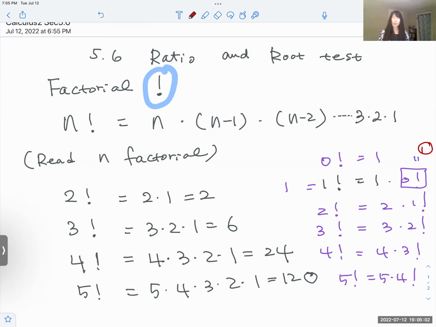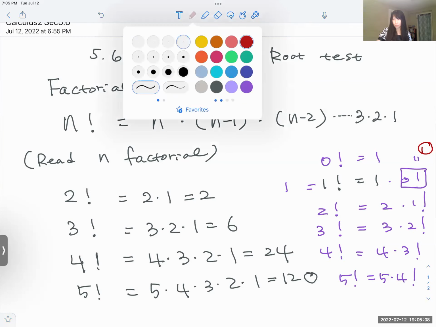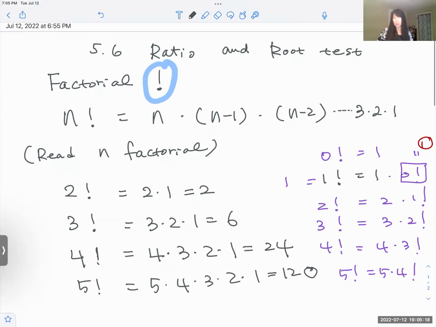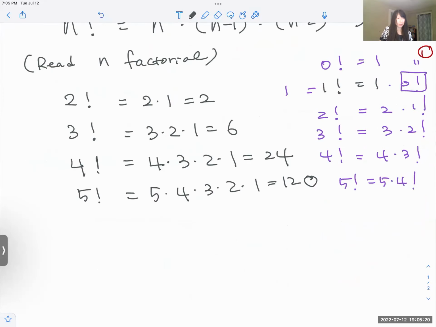All right, then we're gonna do the ratio test today. So we're gonna use factorial a lot, okay? Now, in the book, they mentioned that we know the series 1 over n squared approaches 0 when n approaches positive infinity, right? So let me write down.